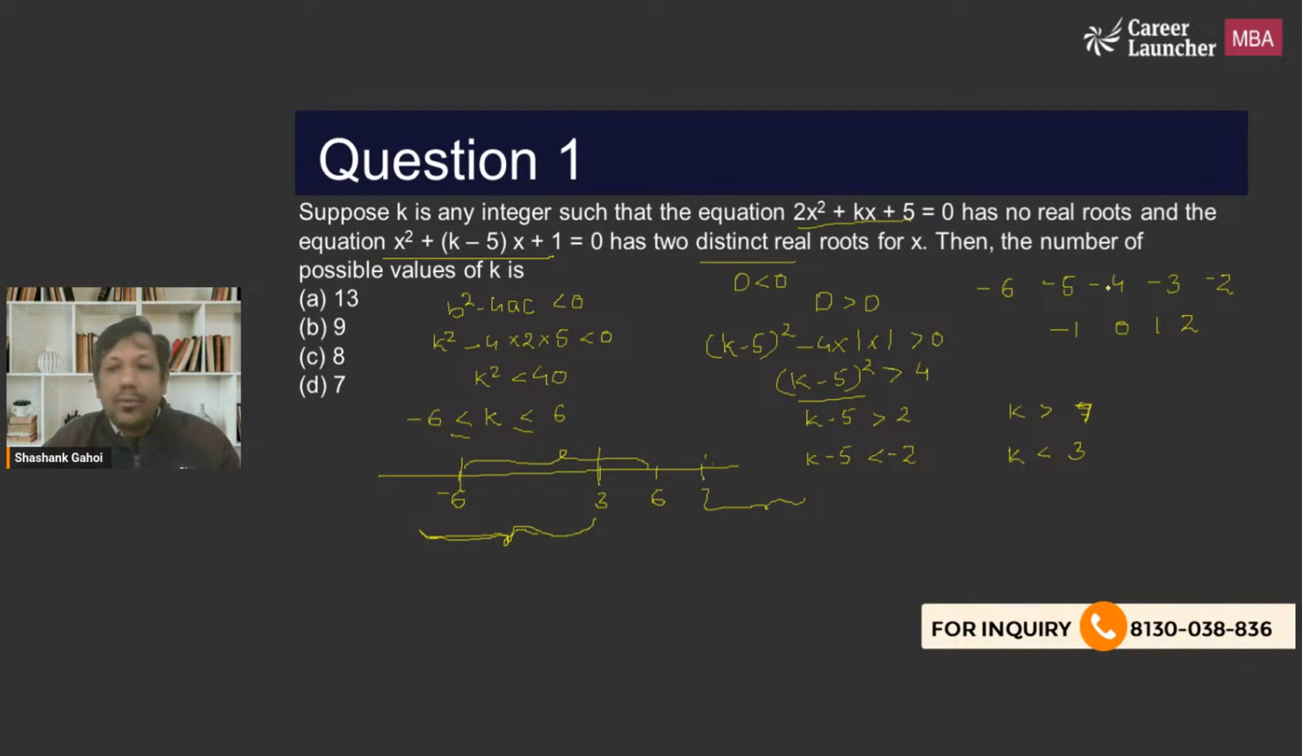So how many numbers am I going to get? 1, 2, 3, 4, 5, 6, 7, 8, 9. So the possible values of k are going to be 9. So k can take a total of 9 distinct integral values.